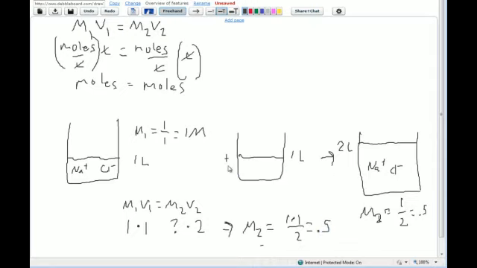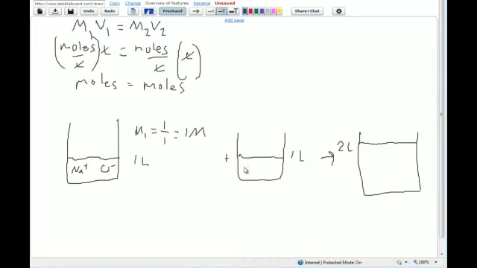So we can see in this picture method that adding the 2 liters together gives us a final volume of 2 liters, but since there's only 1 mole in it, we can calculate 1 mole divided by 2 gives us 0.5, or we can just plug the properties, 1 molar, 1 liter, final volume of 2 liters into this equation, and we get the same answer.